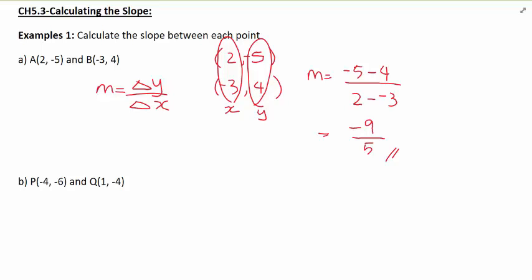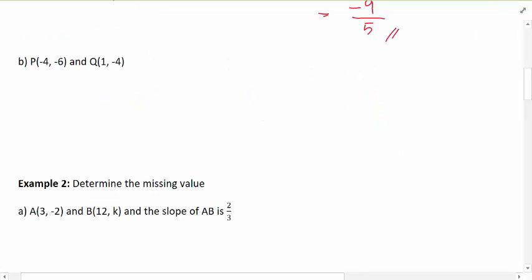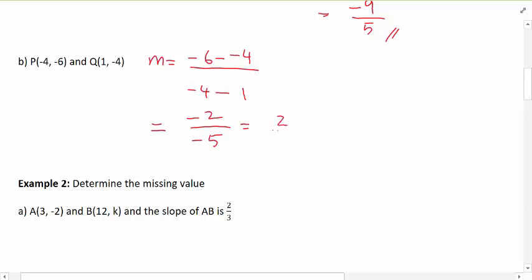So, what is the slope between negative 4, 6 and 1 and negative 4? Alright, so let's try this question here, and we get m equals negative 6 minus negative 4 over negative 4 minus what? 1. The top is going to be what? Negative 2 over, here is negative 5. I simplify that to what? 2 over 5, and then you're done. Okay? Negative divided by negative is positive.